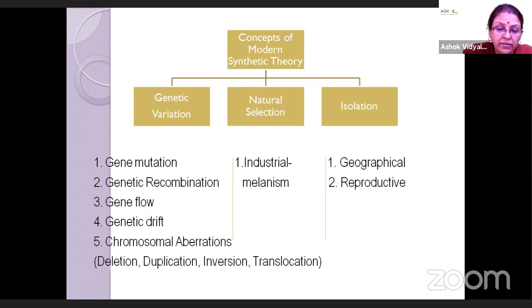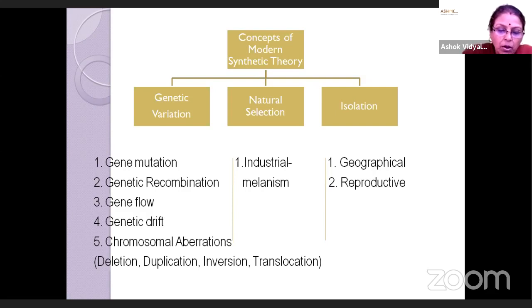Drift increases the amount of genetic differentiation among populations if no gene flow occurs among them. It has significant longer-term evolutionary consequences. Sudden immigration or emigration of individuals in a population changes gene frequency in the resulting population. So this was about the genetic drift. Now let's come down to chromosomal aberrations.